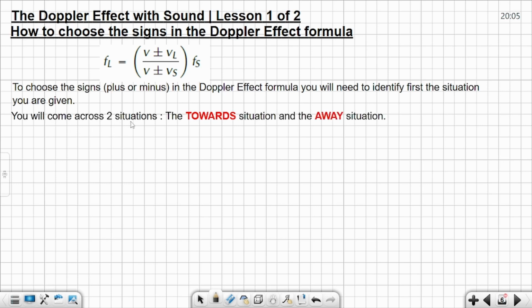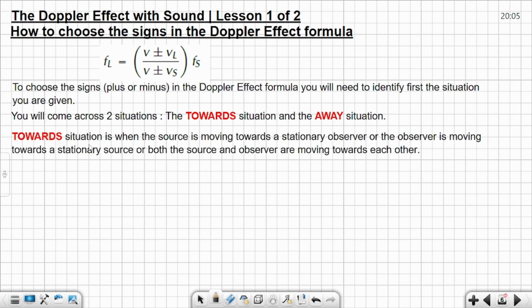You'll come across two situations, the toward situation and the away situation. Toward situation is when the source is moving toward a stationary observer, or when the observer is moving toward a stationary source, or when both the source and observer are moving toward each other. So you should identify first the situation you are dealing with, if it's toward or away.